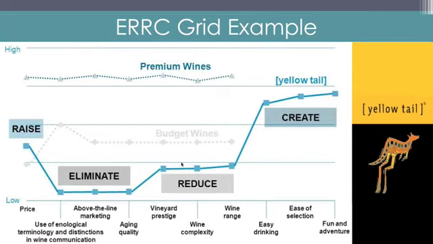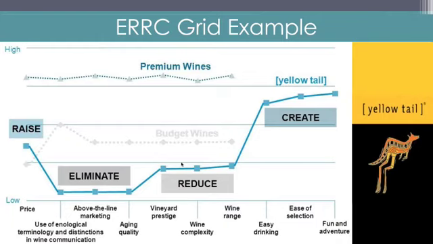So what they've done is plot a whole series of factors along the bottom. So there's price, above the line marketing, aging quality, wine range, various things down the bottom. Then they've plotted where the premium wine market was in terms of all those things, and where the budget wine, so their competition, was. And then Yellowtail Wines said, righto, what do we have to do? So if we use this model, what do we have to raise, eliminate, reduce, or create?